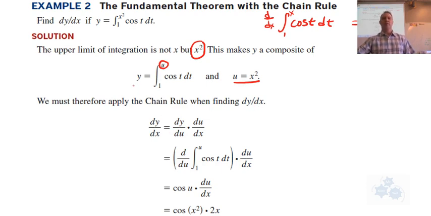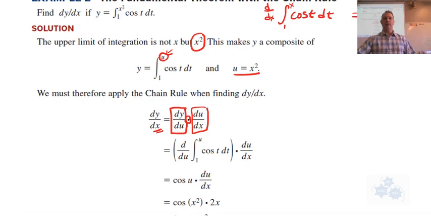So if we want to do this, d of y with respect to x, see, here's the thing. This is not x anymore. That's not x. That's u. So first of all, we have to find dy with respect to u, and then the chain rule says multiply that by du with respect to x. So look at how that changes things here.